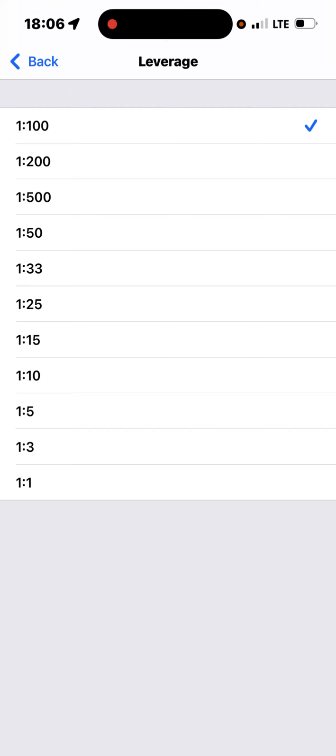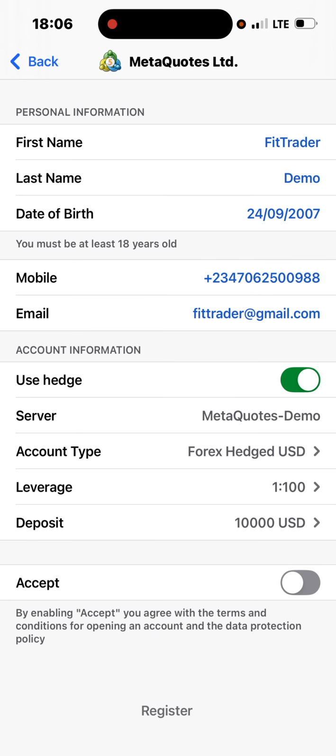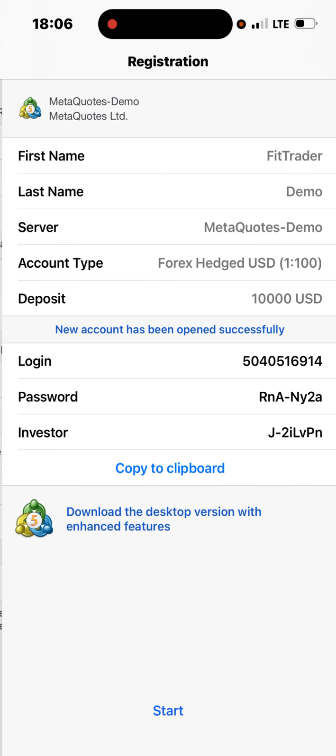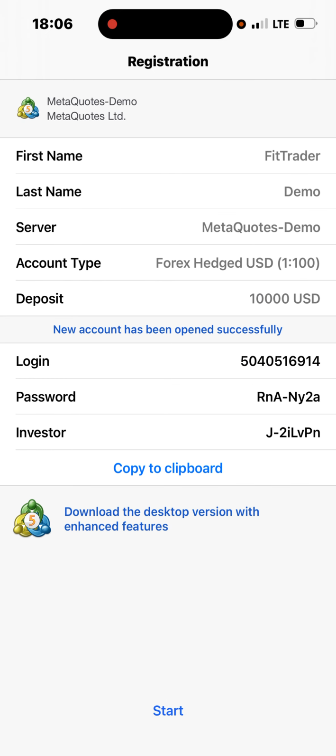Do you understand that? Now if I select 1:200, it means my trading power is $2 million because I'm depositing 10,000 in the market. If I'm depositing 1,000 and using a 1:100 leverage, my buying power or trading power in the market will be 1,000 times 100, which gives us 100,000 trading power. So for this example, I'm going to be using a leverage of 1:100. So I click on accept and register, and I click on start.